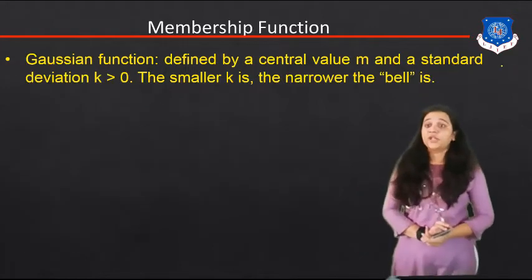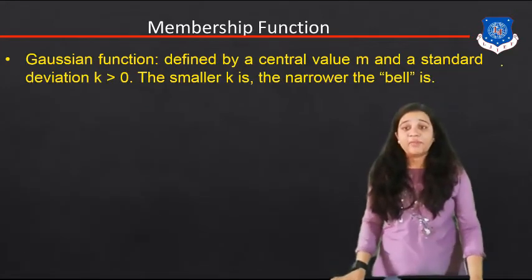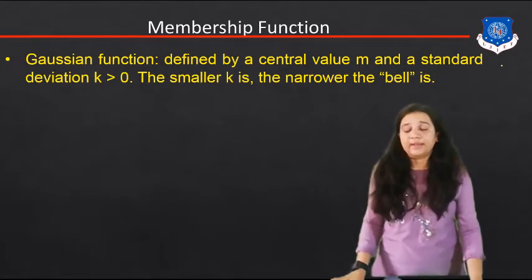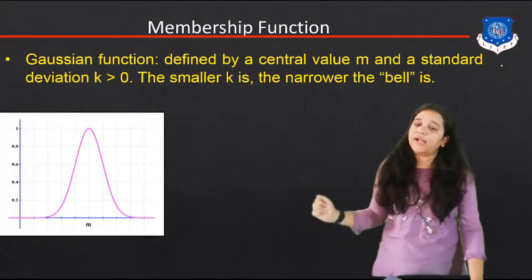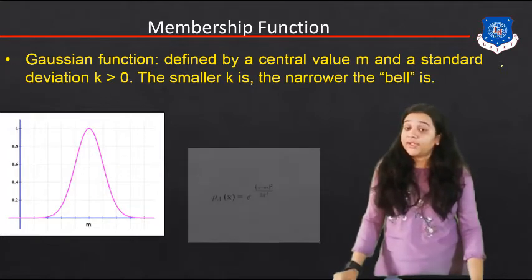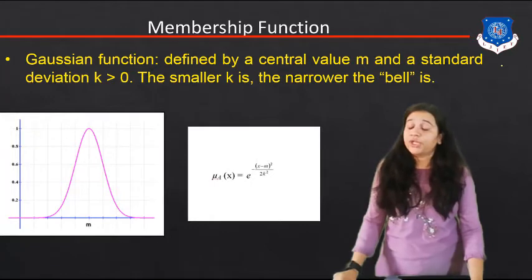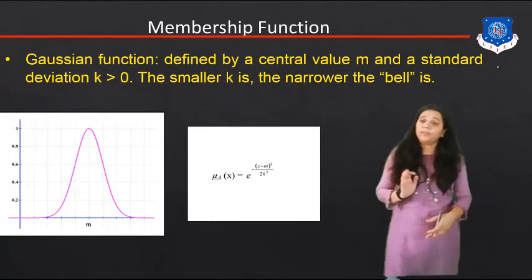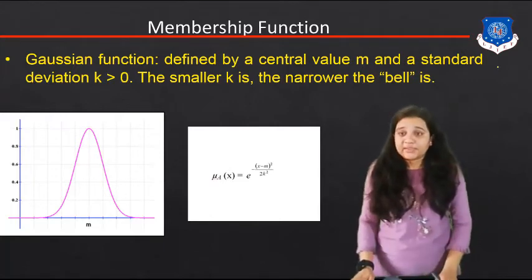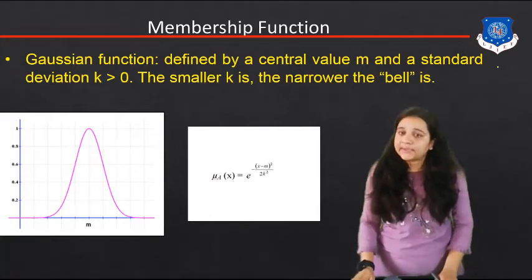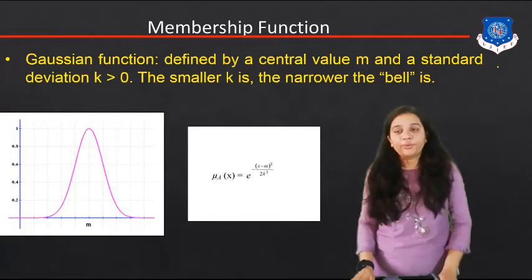The next one is the Gaussian function. It is defined by the central value m and a standard deviation k greater than 0. The smaller the k, the narrower the bell is. This is the actual graph of the Gaussian function. Now what is the equation of the Gaussian function? Here you cannot define the upper limit or the lower limit. So the equation is mu of x equals e raised to minus (x minus m) whole square upon 2k square.